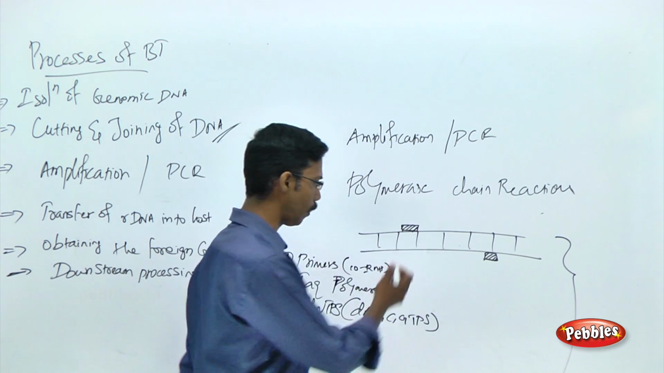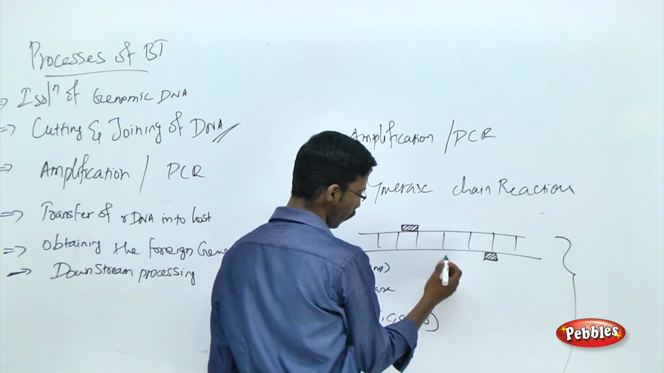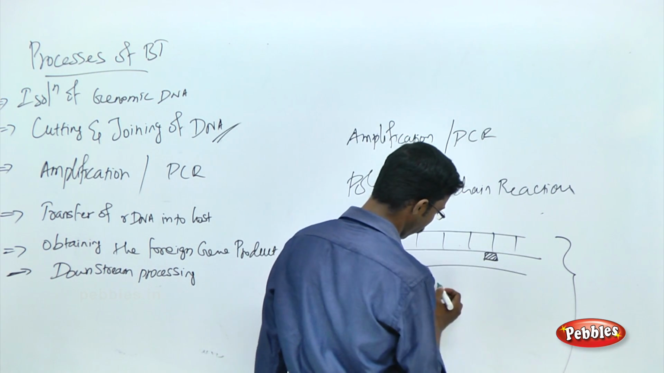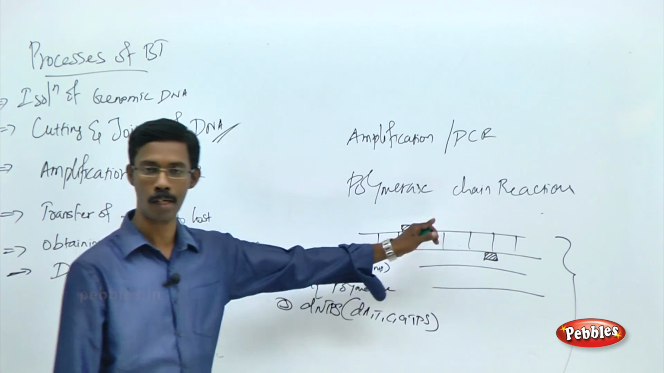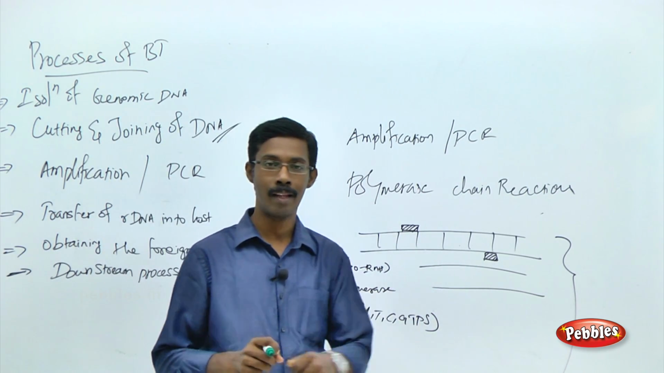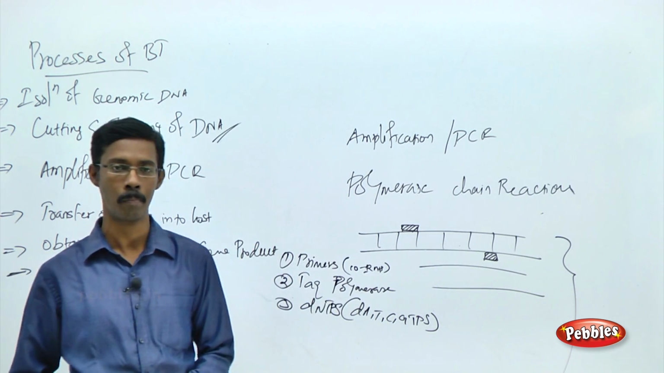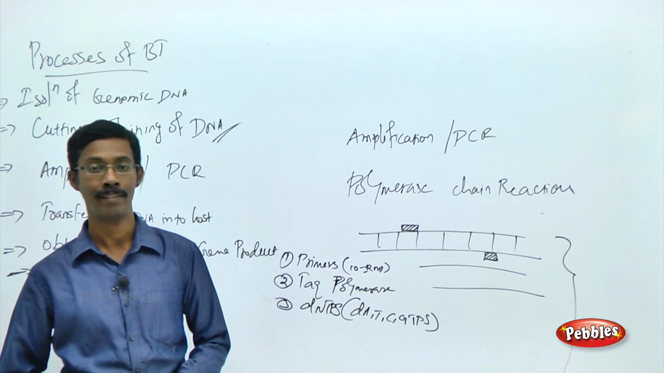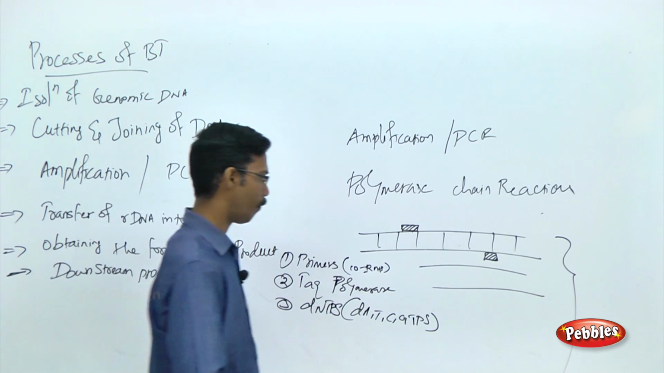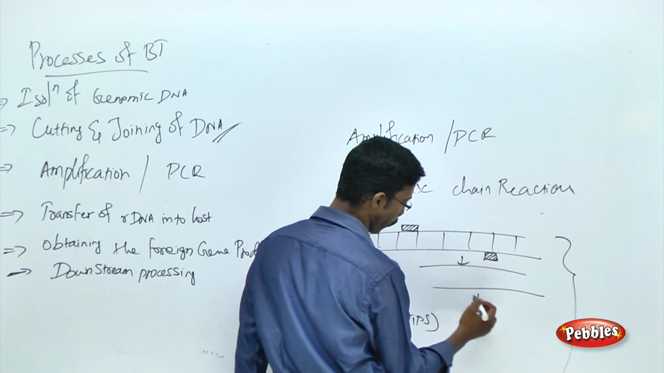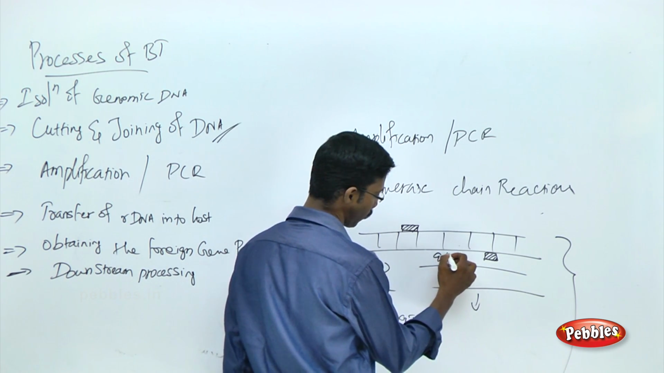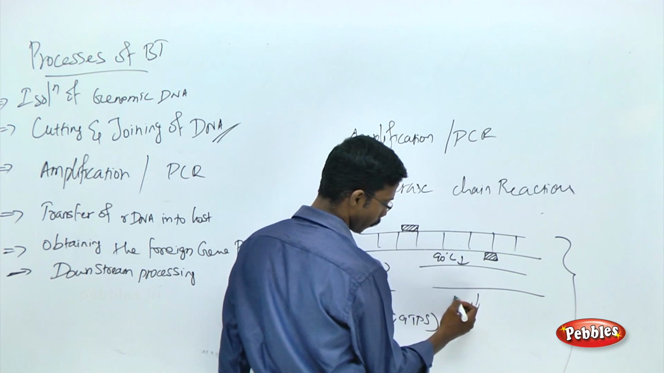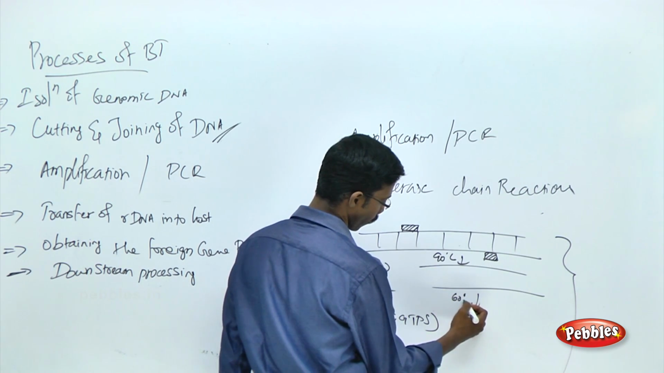In the first cycle and the first step, the double stranded DNA will become two single strands by means of increased temperature. By increasing the temperature it will break the hydrogen bonds between the two strands so that it becomes single stranded. Then we are going to immediately reduce the temperature. For example, in the first stage we increase the temperature up to 90 degrees, then reduce it to something around 60 degrees.